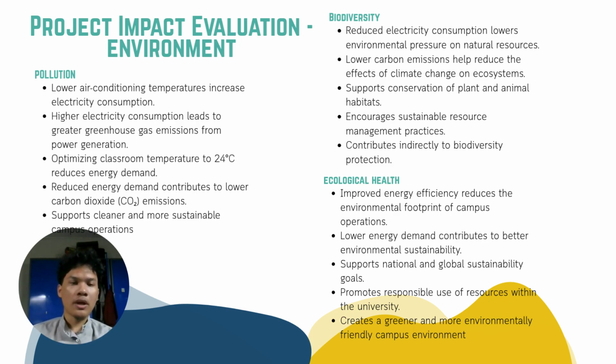Optimizing classroom air conditioning temperatures contributes to better ecological health by reducing the institution's environmental footprint. More efficient energy use supports sustainability goals (SDG), promotes responsible resource management, and helps to create a greener campus environment. So, in conclusion, optimizing classroom temperatures from 19.4 degrees Celsius to the recommended 24 degrees Celsius improves compliance with guidelines and standards while also reducing pollution, supporting biodiversity conservation, and promoting ecological sustainability. That's all from me. Thank you.